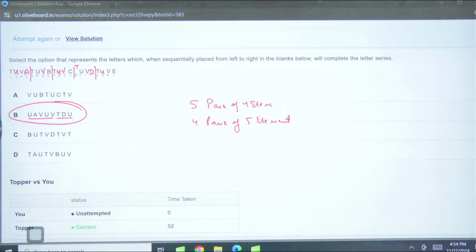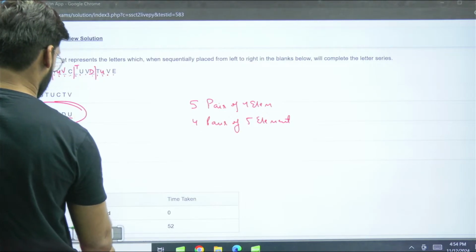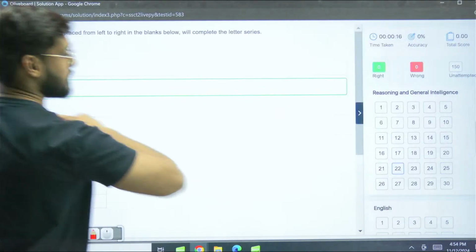Option B is the right answer. Okay, let's mark B as well. B is the right answer. Next, 23.